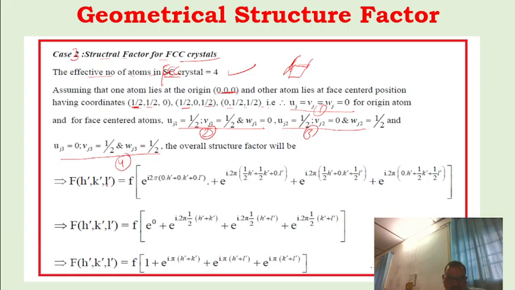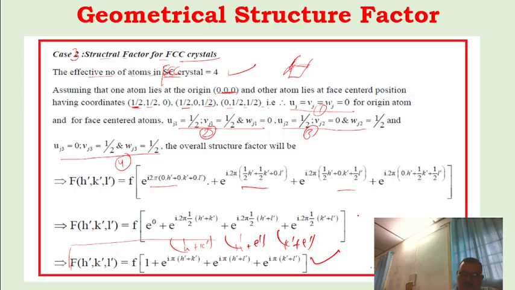On putting all the values in the summation, the total scattering factor is given by this, and on solving this, this is our final value. Here h plus k is one term, h plus l is another term, and k plus l is the third term. So this is the total scattering power for FCC.